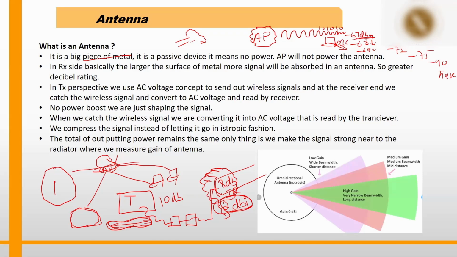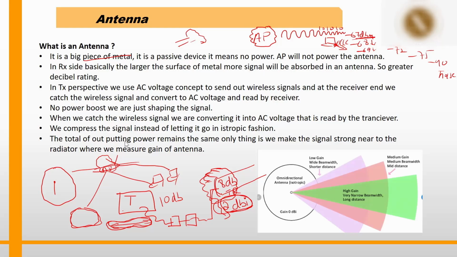Passive gain is because you're not charging anything and boosting the signal. Whatever signal is present, only that you are channelizing, focusing at a particular point. That makes a gain out of the existing signal. That is the antenna gain.